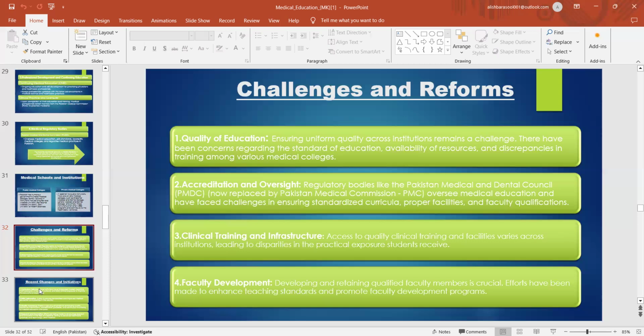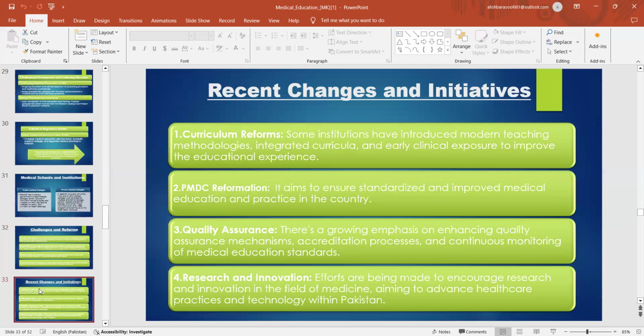Clinical training and infrastructure. Access to quality clinical training and facilities varies across institutions, leading to disparities in the practical exposure students receive. Faculty development. Developing and retaining qualified faculty members is crucial. Efforts have been made to enhance teaching standards and promote faculty development programs.